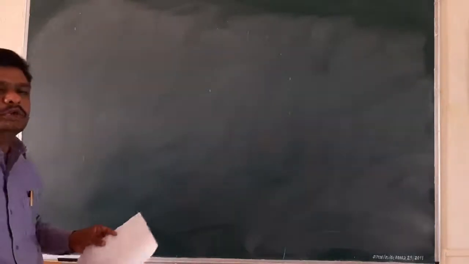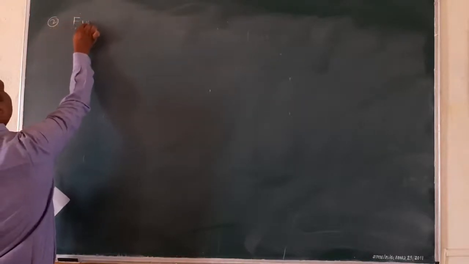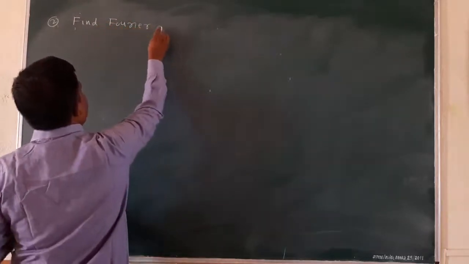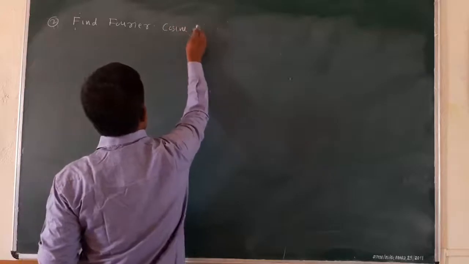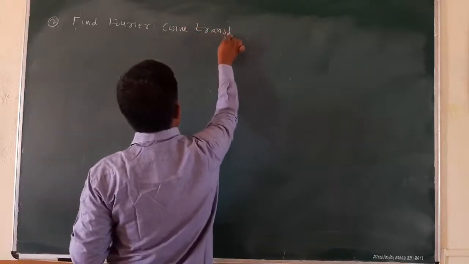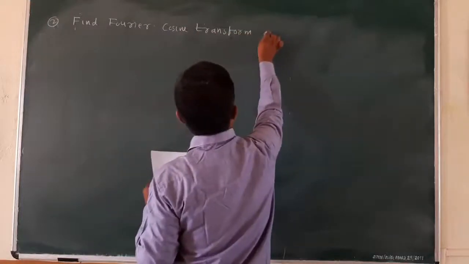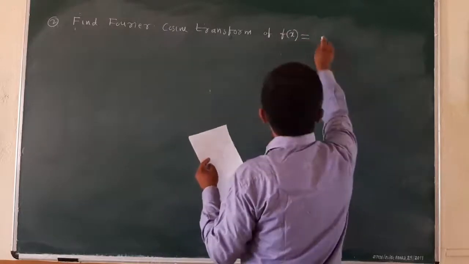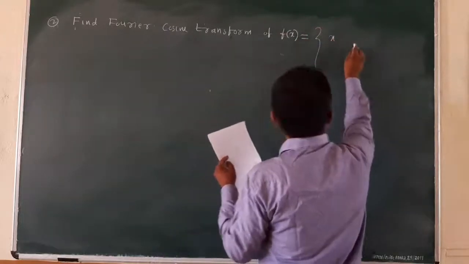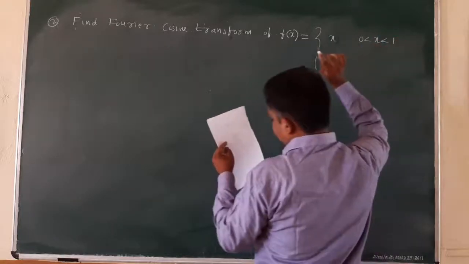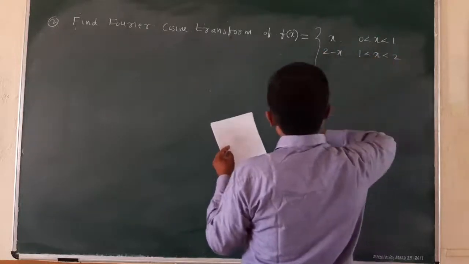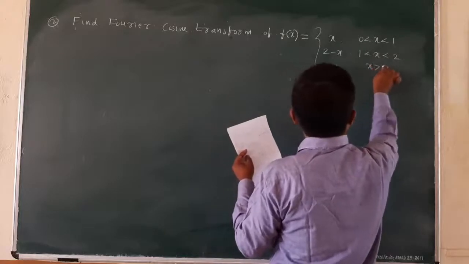So now we will take one more example on the Fourier cosine transform. Find the Fourier cosine transform of f of x equal to x, for x lying between 0 and 1, 2 minus x for x lying between 1 and 2, and 0 for x greater than 2.